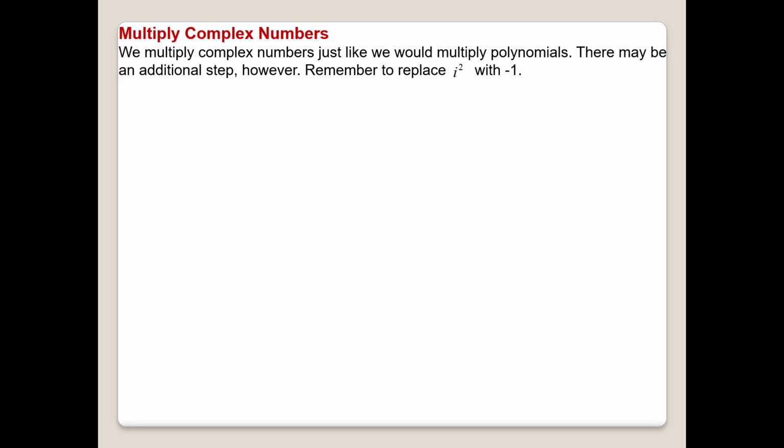So today we're going to talk about multiplying and dividing complex numbers. We're going to start out here with the multiplying part. We multiply complex numbers just like we would multiply polynomials. There may be an additional step, however. Remember to replace the i squared with a -1.